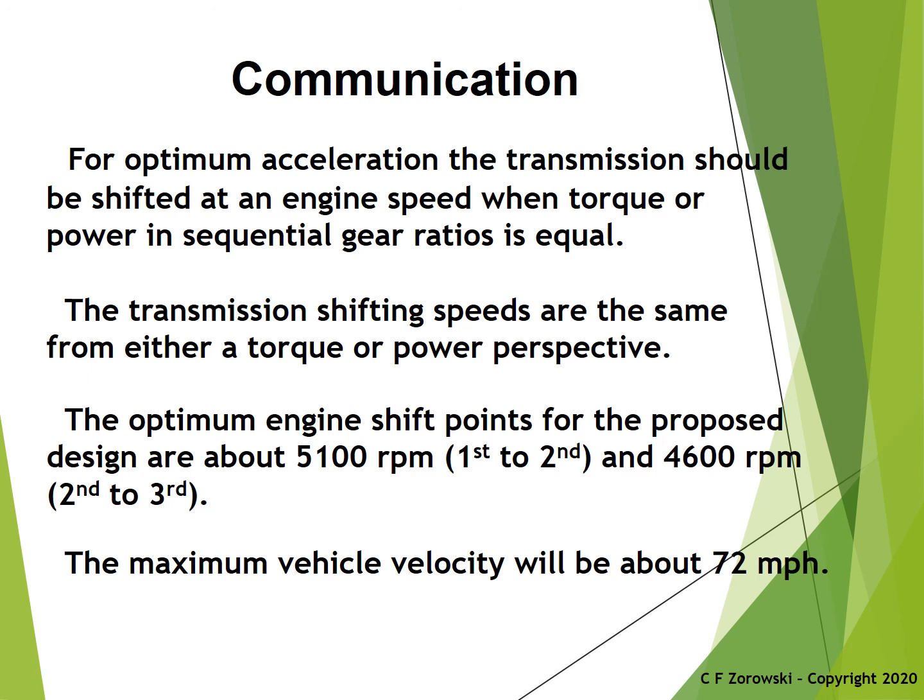For optimum acceleration, the transmission should be shifted at an engine speed when torque or power in sequential gear ratios is equal. The transmission shifting speeds are the same for either a torque or power perspective. The optimum engine shift points for the proposed design are about 5,100 RPM first to second and 4,600 RPM second to third. The maximum vehicle velocity will be about 72 miles per hour.